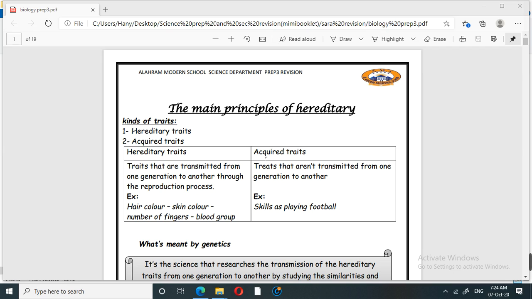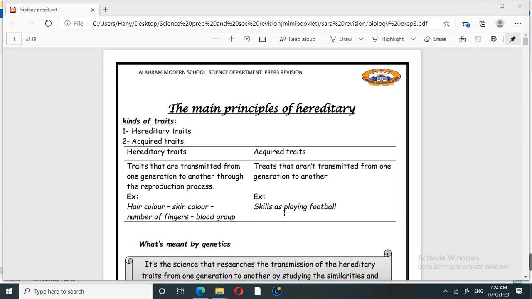And what are the acquired traits? These traits are not inherited from the parents to their offspring, nor gained as a gift. These skills are not transmitted by God. They are gained by skills, by practice, like playing football, like handwriting, like drawing, and so on. So these traits are not transmitted from one generation to another.